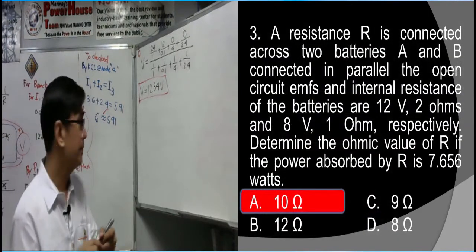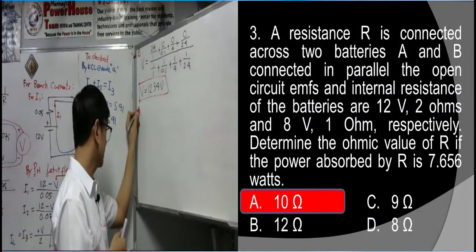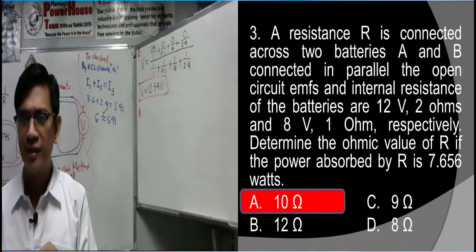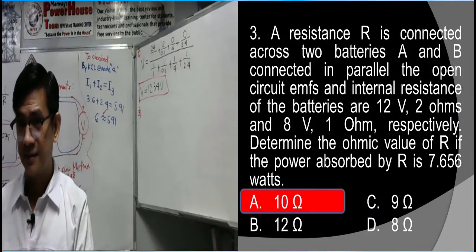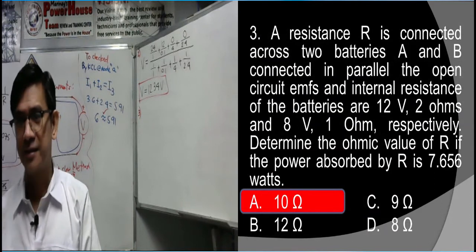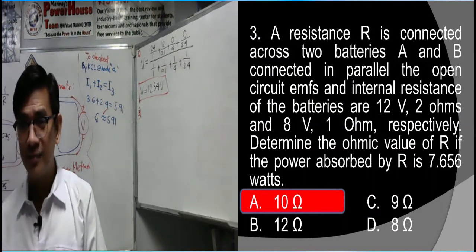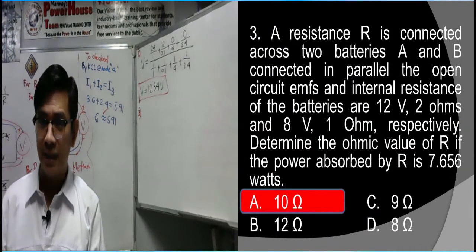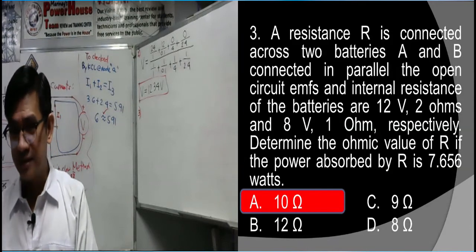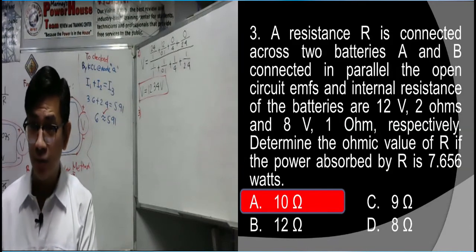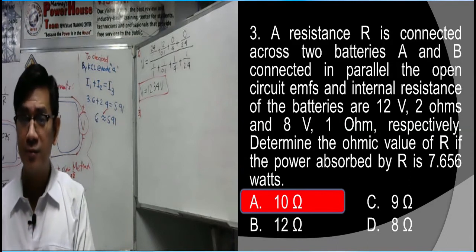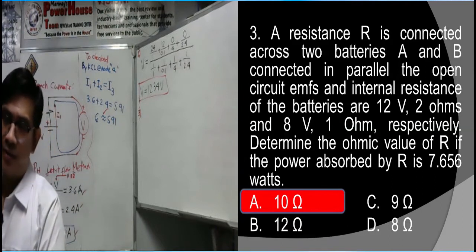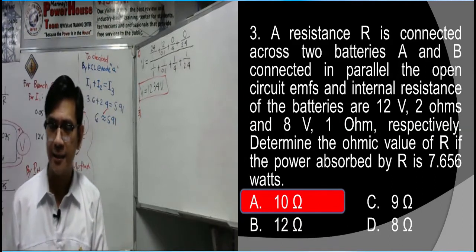Okay, let's go now with problem number 3. A resistor R is connected across two batteries, A and B, in parallel. The open circuit EMF and internal resistance of the batteries are 12 volts and 2 ohms, 8 volts and 1 ohm respectively. Determine the ohmic value of R if the power absorbed by R is 7.656 watts. Okay, it's obvious that the answer is 10 ohms.